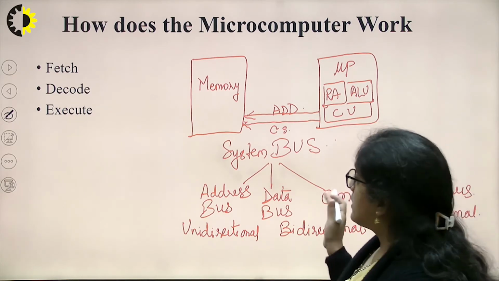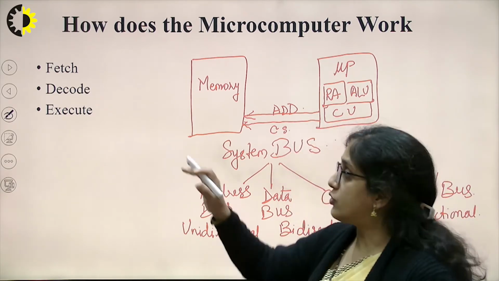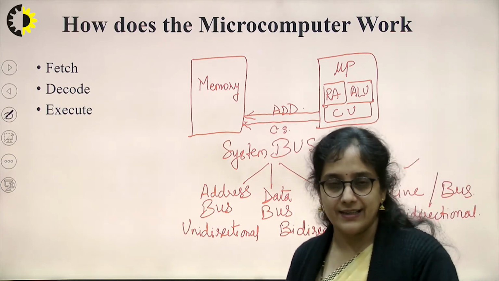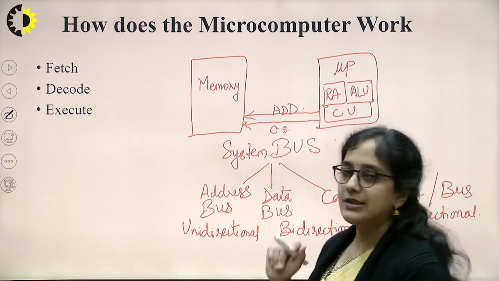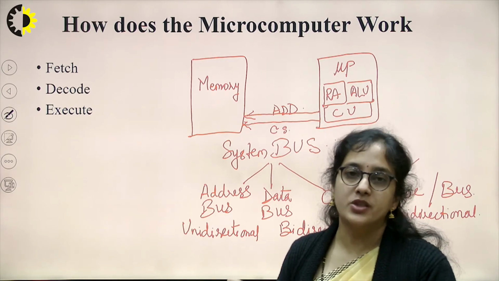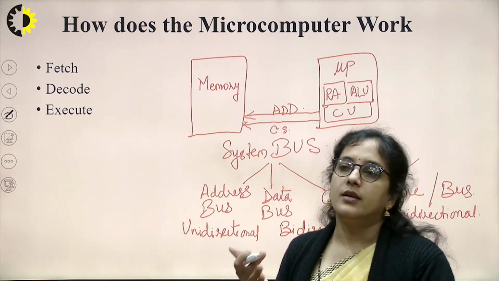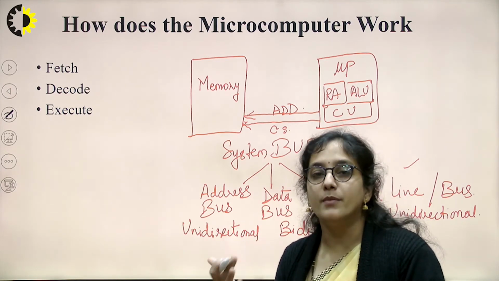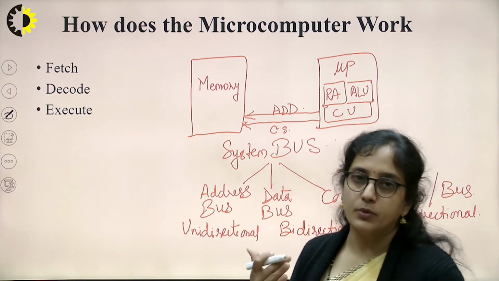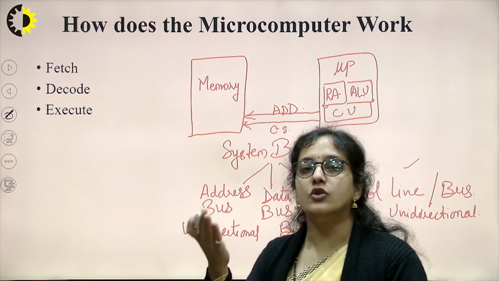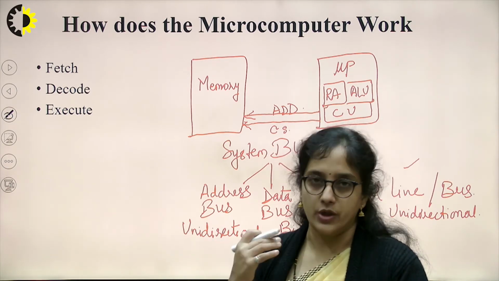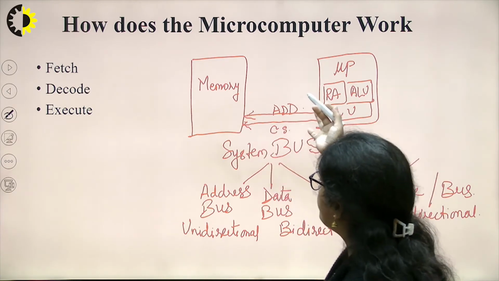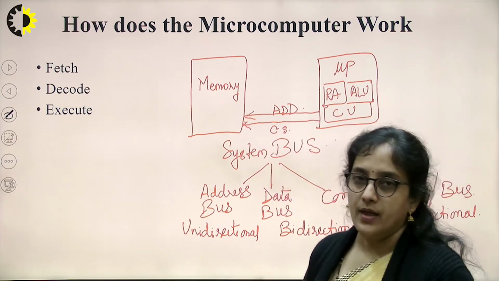So as I told you how the microprocessor is going to work: first it will generate an address. It will generate control signals indicating what operation it is going to perform. The control signal may be a read operation or a write operation, reading from memory or an input device, or writing into memory or an output device, depending on the instruction.